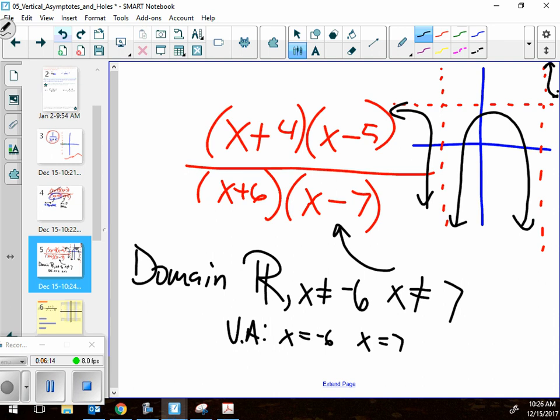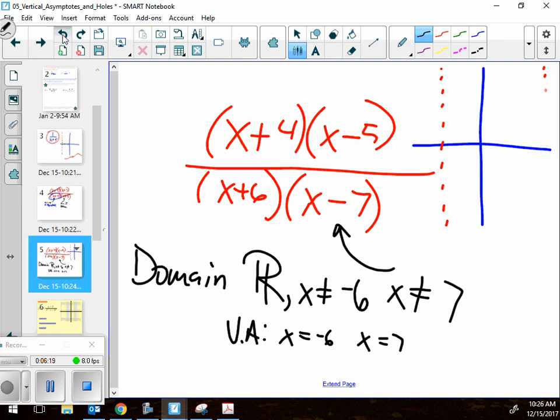All right, so I'm taking this one step at a time. Which part of the function do we care about, the top or the bottom? Bottom. If we make the bottom 0, it crashes it in one of two ways. What are the two things that could happen? Holes or asymptotes?